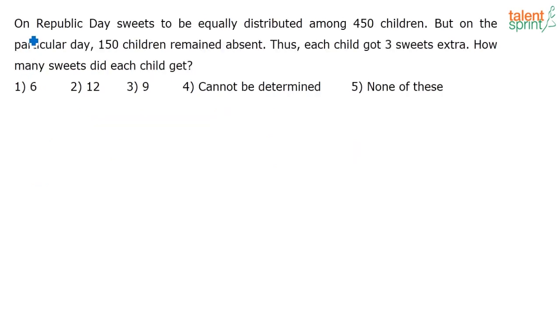The next question is as follows. On Republic Day, sweets are to be equally distributed among 450 children. But on a particular day, 150 children remained absent. Thus, each child got 3 sweets extra. How many sweets did each child get? How do you solve this question?